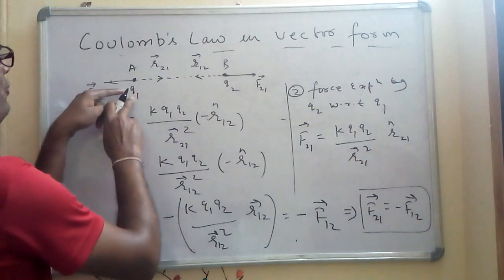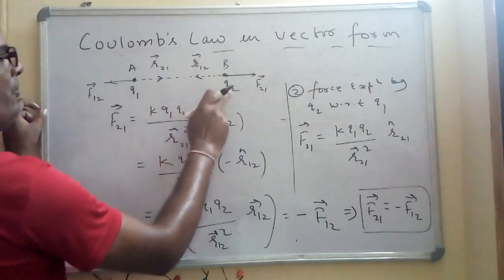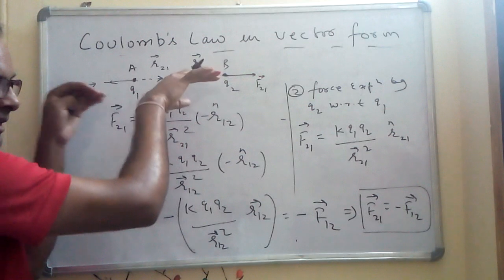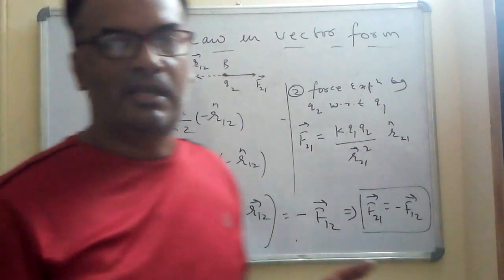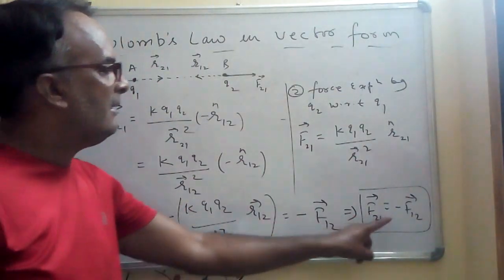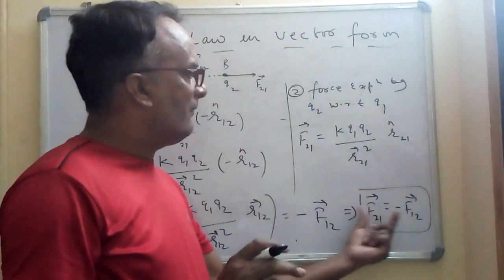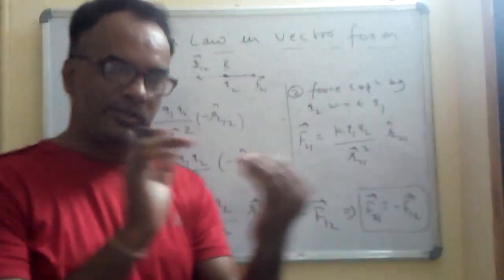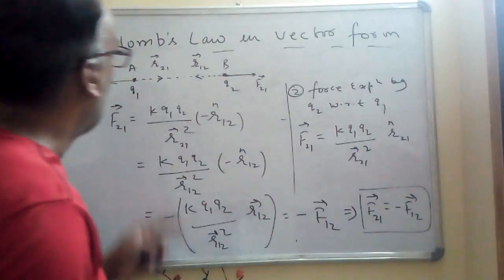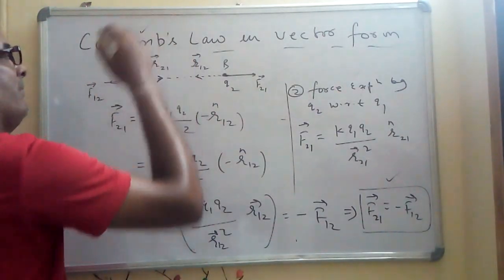The force on Q2 due to Q1 will be in this direction, and the force on Q1 due to Q2 will be in this direction. Right, that means both the forces are in opposite direction, but their magnitude is the same. The negative sign shows that the directions of the forces are opposite because they repel each other, right? So the forces experienced by these two charges will be in opposite direction, but the magnitude will be the same, as per Coulomb's law. So this is your vector form of Coulomb's law.